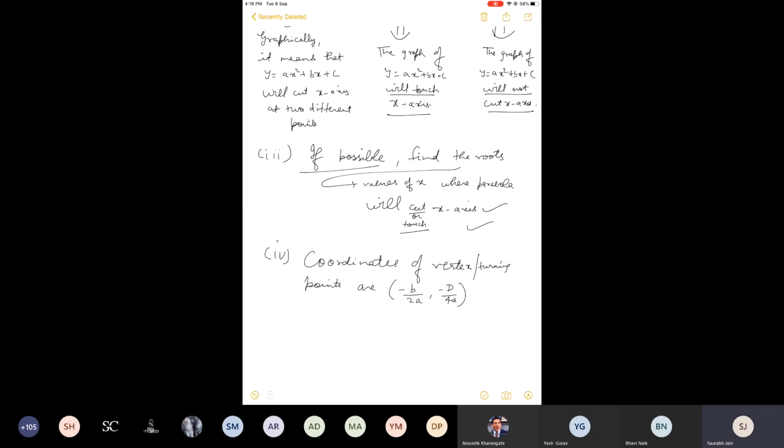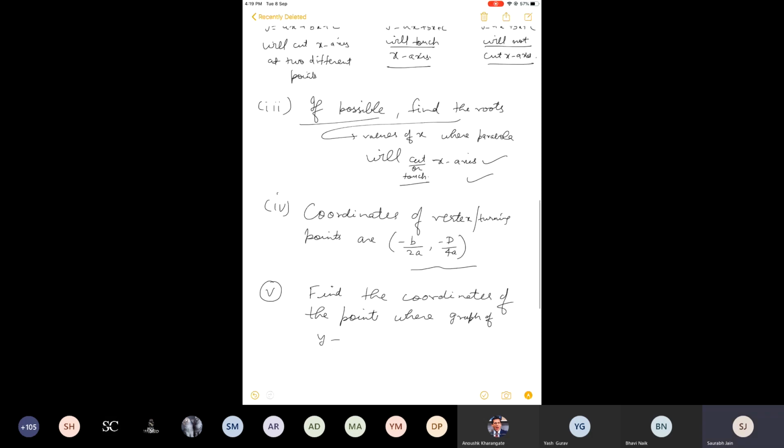Find the coordinates of the point. Find the coordinates of the point. This is the last point. Find the coordinates of the point where the graph cuts the y-axis. Where graph of... so instead of saying this thing again and again, graph of this, I will use parabola now.